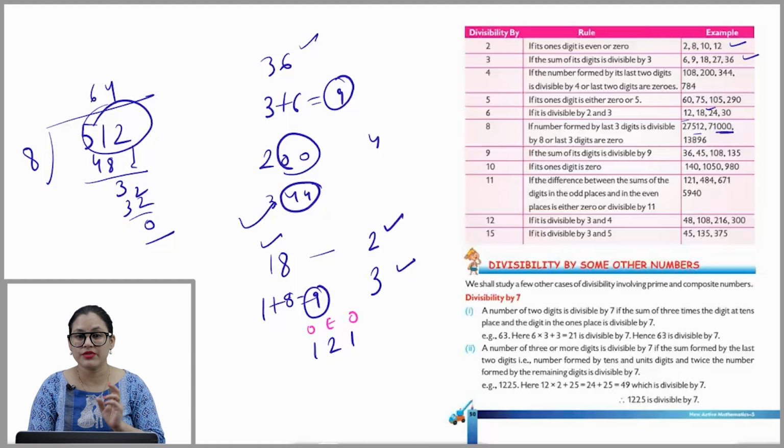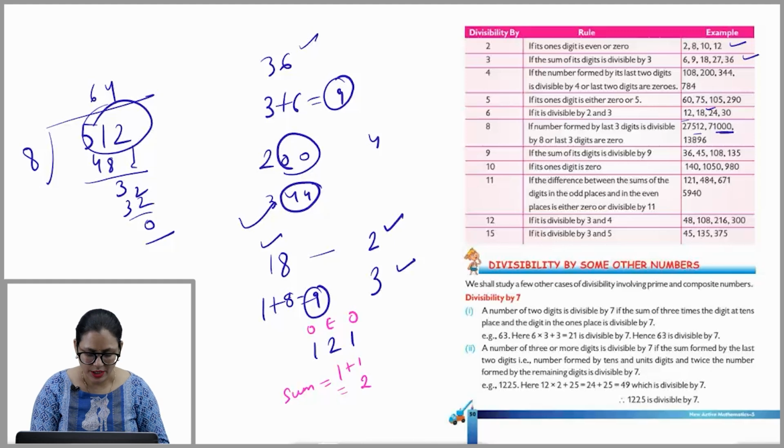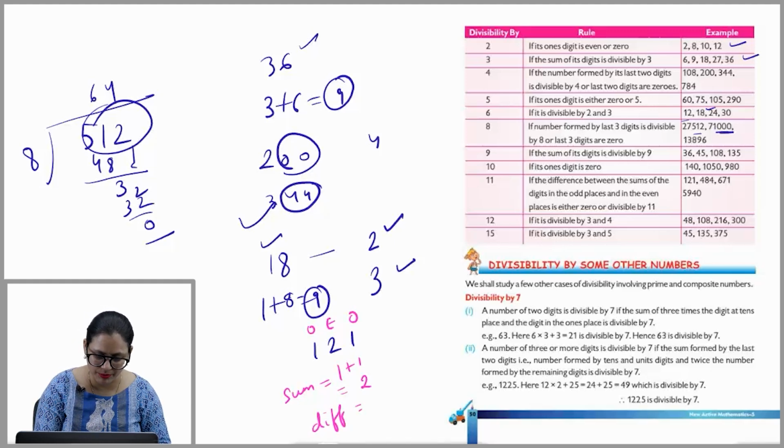So what does it say? Difference between the sums of the digits in odd places. Okay, let's do the sum of odd places. 1 plus 1, 2. And at odd places there is only one odd place, so we will do the subtraction. The sum at odd places is 2, and at even places it is 2. So 2 minus 2 is equal to 0.